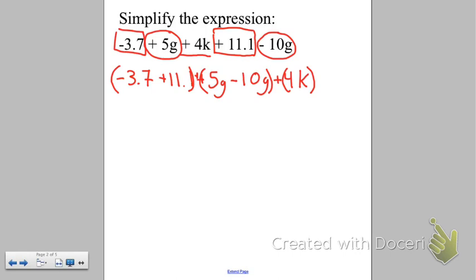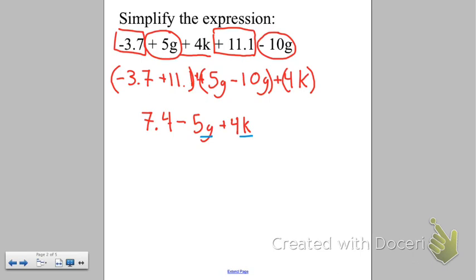-3.7 plus 11.1 is equal to 7.4. Positive 5g minus 10g gives me a negative 5g. And 4k, I could just bring that down because there's no like terms to plus 4k. Remember, in order for terms to be the same, the variables have to be exactly the same. So g and k are different, so these would not be like terms.